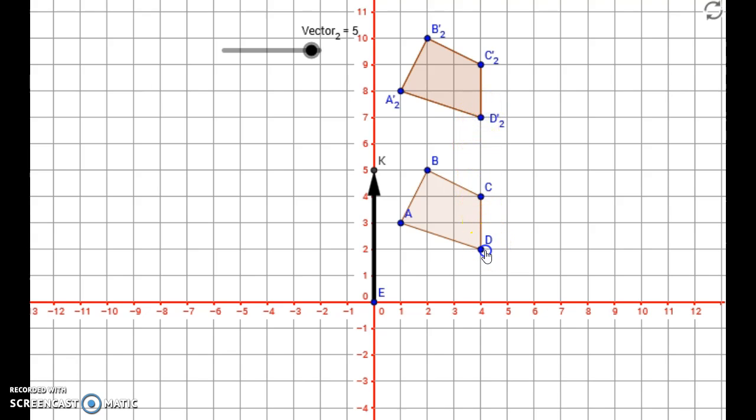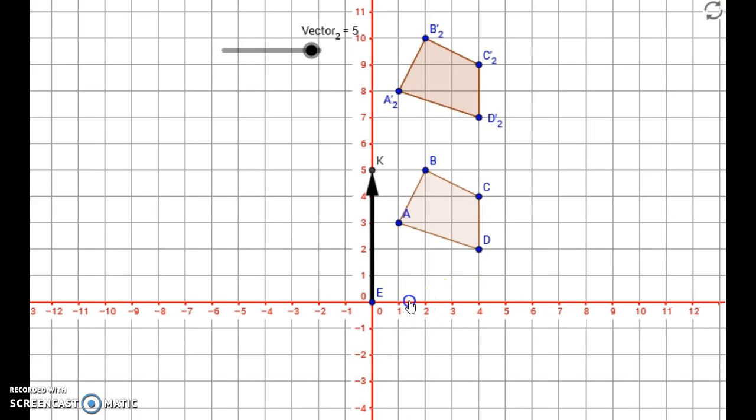So it was 2. You see, Y was 2 here, and Y is now 7. Add 5. But you see, X is the same, so there is no change in X. X is still 1 here. It is still 4 here. X is still 2 here, and X is still 2 there. So the only change is in the y-axis.